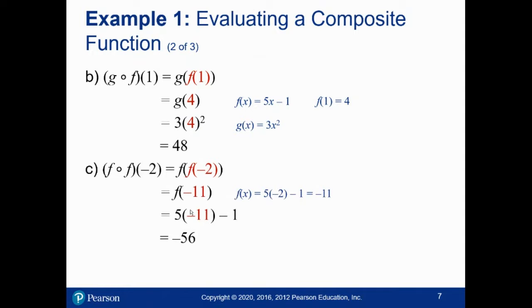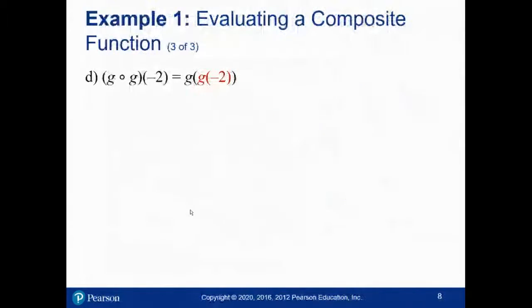So for part D, we were asked g of g of negative 2. And remember, g of x is 3x squared. So plug negative 2 in and get out 12. Then plug 12 into the same function and get out 432. So there are a couple examples of computing how a composite function works.